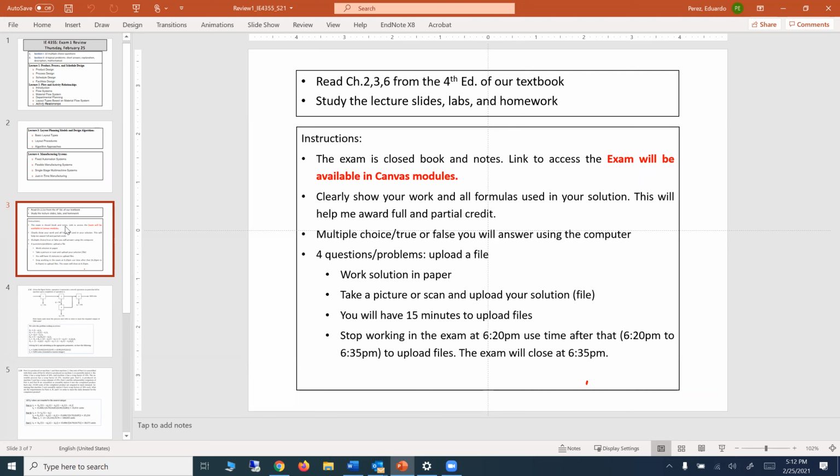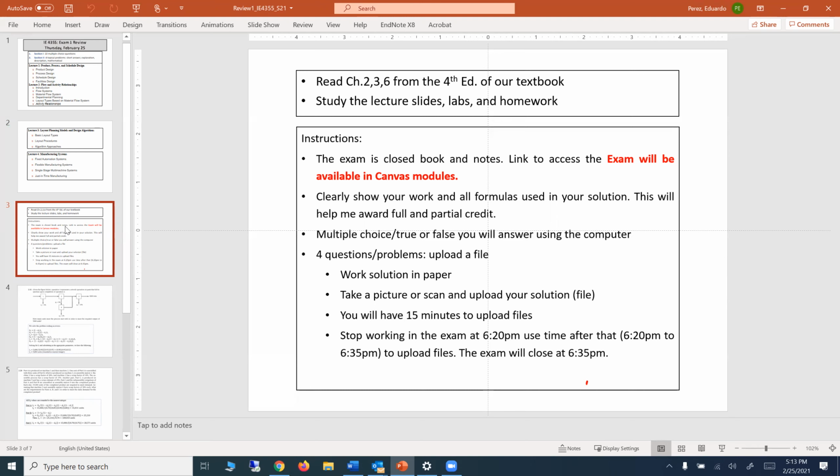If you want to go a step further in terms of preparation, you can read chapters 2, 3, and 6 from the 4th edition of our textbook. Those are the chapters that were used in developing the lectures covered for the first part of the course. And if you go to the last page of the syllabus, you will see the specific sections related to the material that we cover in the exam. That's my advice in terms of preparation.